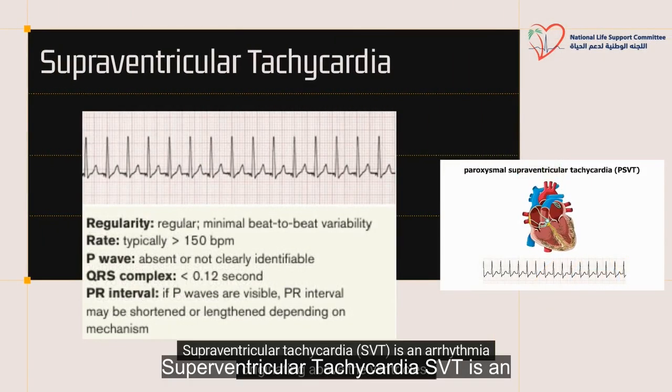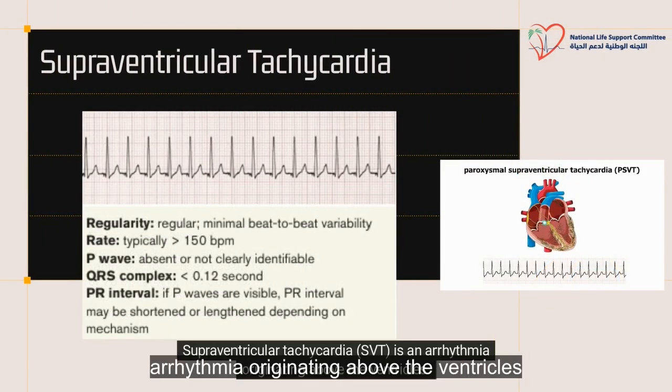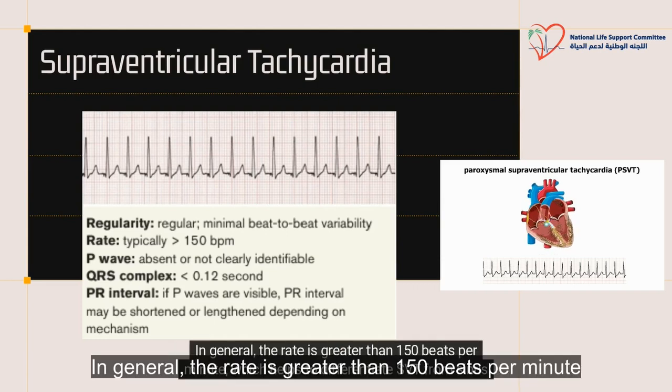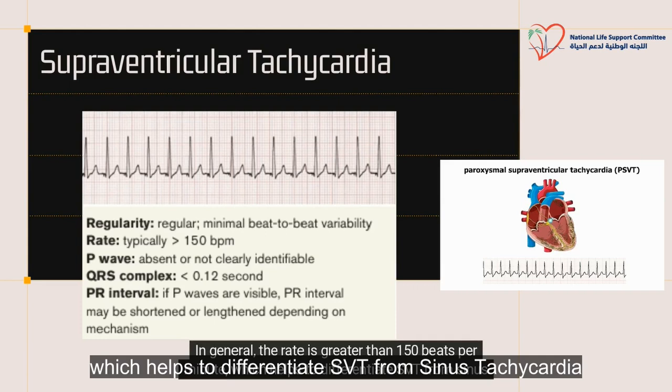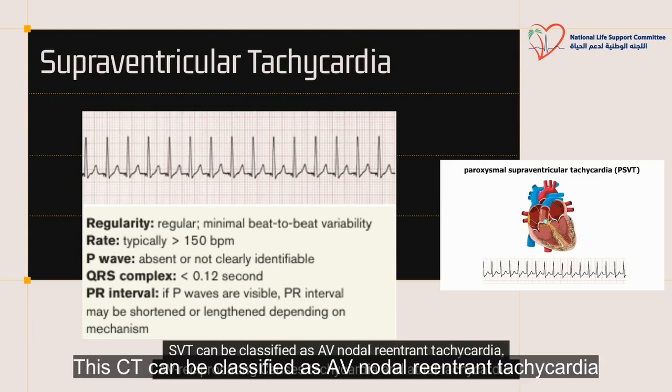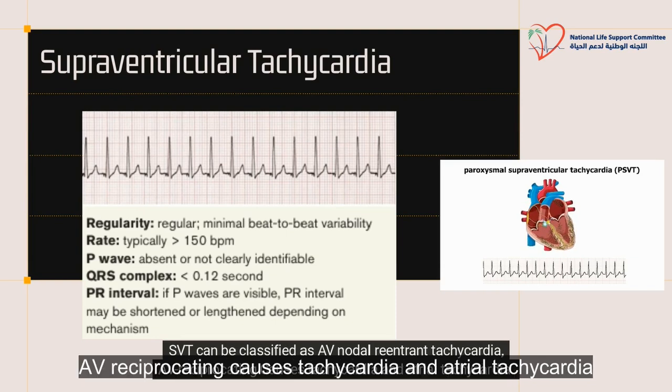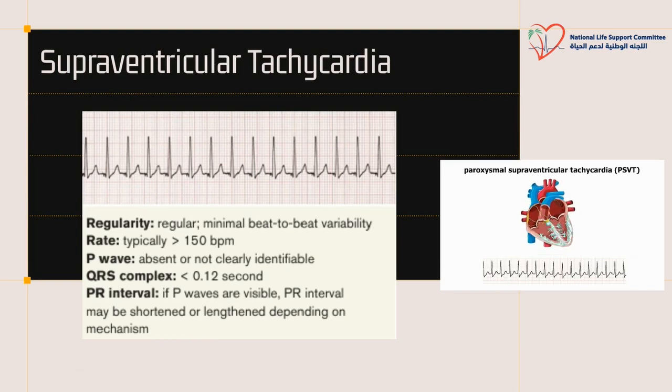Supraventricular tachycardia, SVT, is an arrhythmia originating above the ventricles. In general, the rate is greater than 150 beats per minute, which helps to differentiate SVT from sinus tachycardia. SVT can be classified as AV nodal reentrant tachycardia, AV reciprocating tachycardia, and atrial tachycardia.